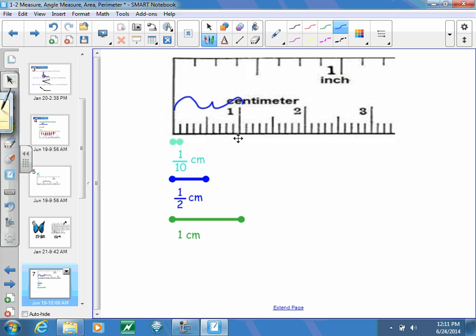Well, the nice thing about this is, 1/10 is the same thing as 0.1. 1 divided by 10 is 0.1. Since 1/2 is the same thing as 5/10, that is equal to 0.5. That's the nice thing about working with centimeters, is that each one right here is a tenth, which ends up just being the decimal.